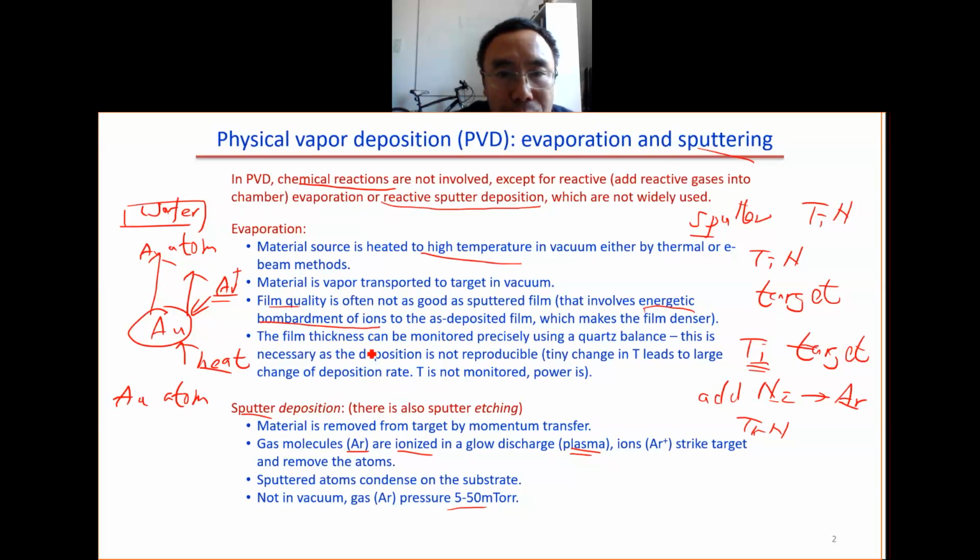The film thickness is monitored by the quartz crystal balance. For sputtering deposition, we do not need to monitor the film thickness, because the film thickness is very reproducible. When you have the recipe, the deposition rate will be almost fixed. But for evaporation, a tiny change of the temperature can lead to a big change of the deposition rate. As a result, we need to monitor film thickness. We cannot rely on the deposition conditions.